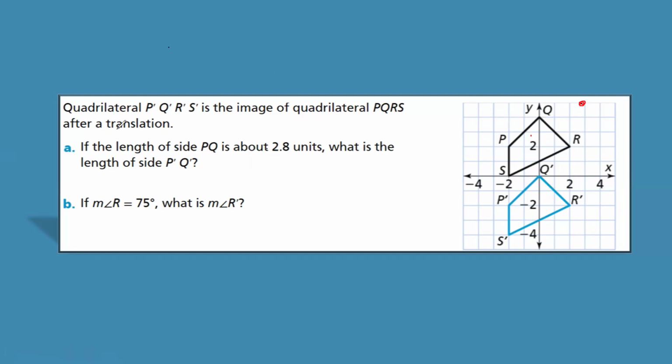Okay. Quadrilateral P prime, Q prime, R prime, and S prime is the image of my quadrilateral PQRS after translation. First of all, what does quadrilateral mean? It means any shape with four sides. Fine. If the length of side PQ, this line, is 2.8, what is the length of P prime Q prime? This is P prime Q prime.